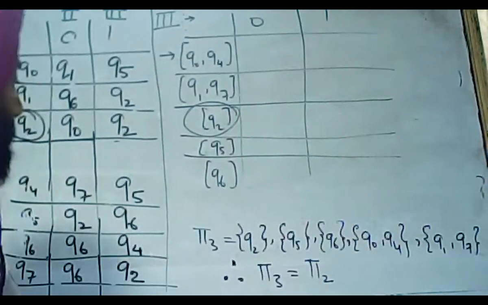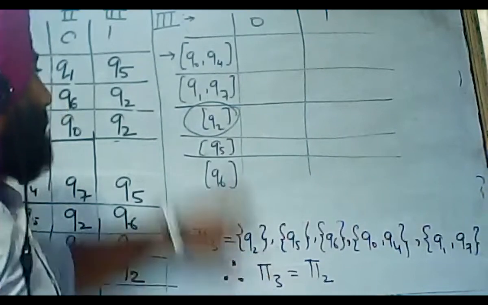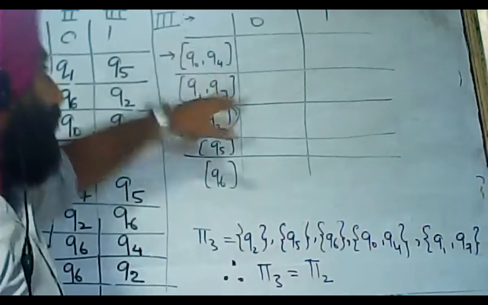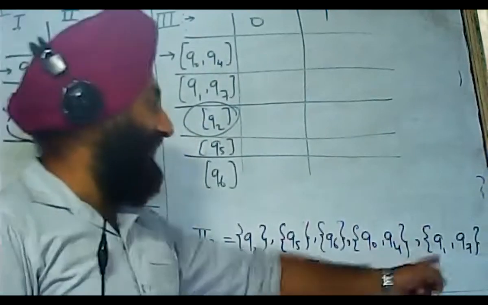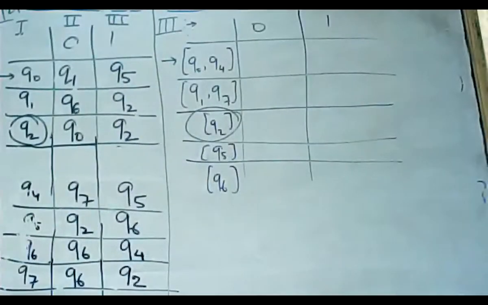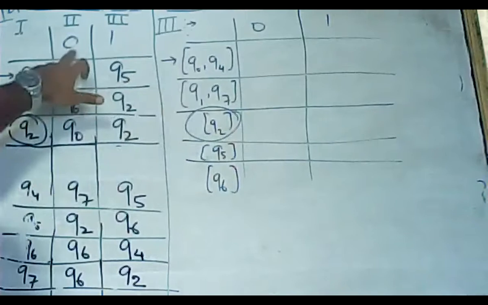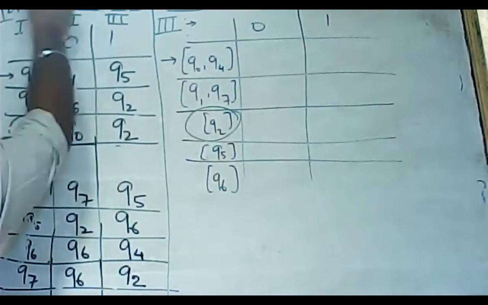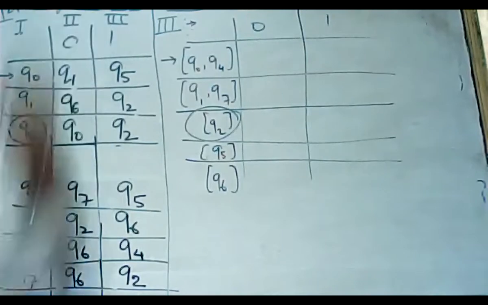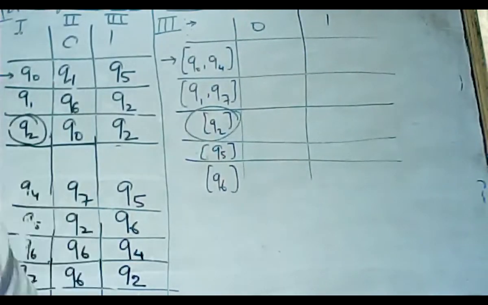What we have done till now, in step number 3, is make one new transition table and write these states in square brackets. So now, how to complete this table? This is your original table. Look into this table.